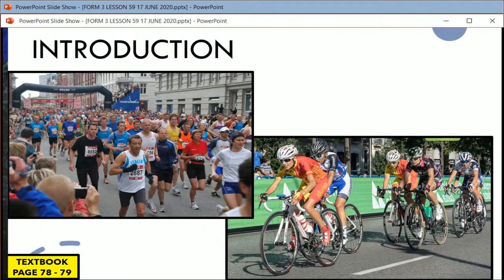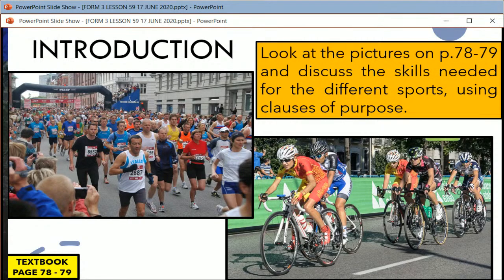I hope I'm pronouncing your name correctly, El Pelon. Okay, so all of you got that right. What are the skills needed for these different sports? You need to use the clauses of purpose. Remember the clauses of purpose that I showed you earlier, where you have to use either infinitive or because or so that, so as to, in order to, and for. Now you have to talk about the skills. Yes, El Pelon, the second picture is cycling.